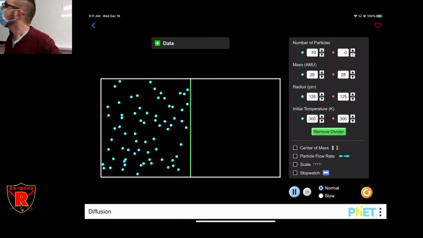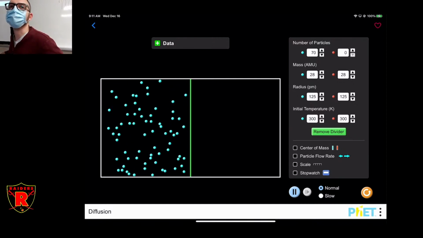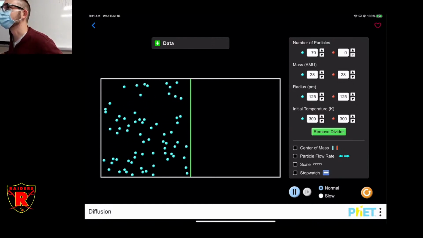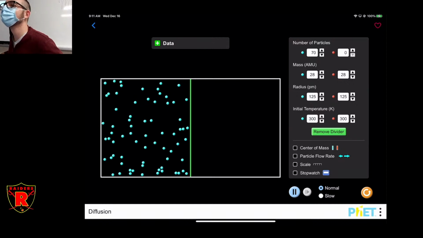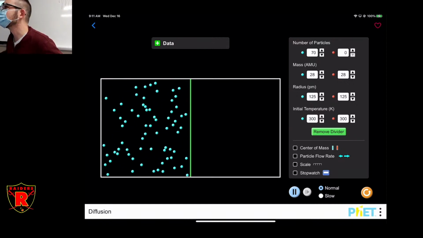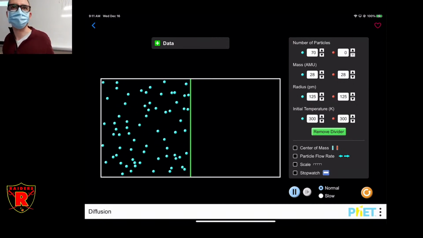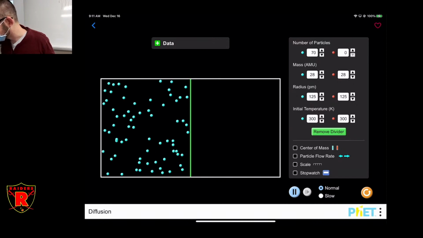Okay, but if I were to remove the barrier here, what would you predict would happen to the particles that are separated between the two sides? I think this is probably not something that is super archaic in terms of understanding. What do you think would happen? Right, they're going to evenly distribute. Does that make sense? I remove the barrier and we can do that.